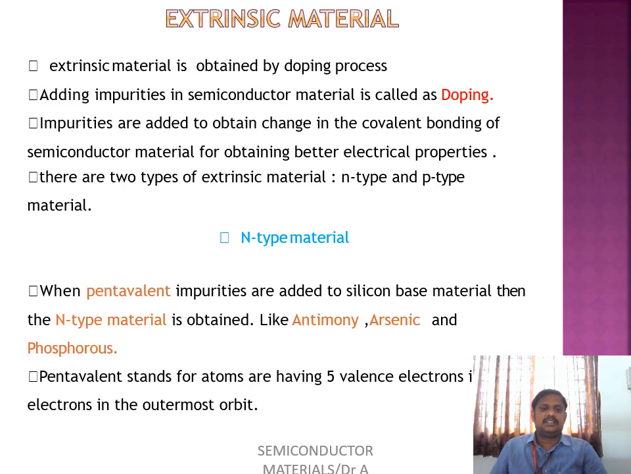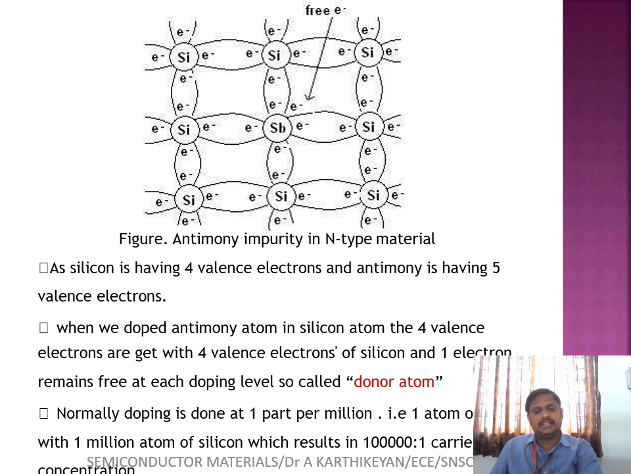Extrinsic semiconductors are made by a doping process, adding impurities to the semiconductor material. The impurities are pentavalent, such as antimony, arsenic and phosphorus, which we use for extrinsic semiconductor material by adding impurities. The n-type material has 5 valence electrons and donor atoms, and electrons move from the valence band to the conduction band, so free electrons move automatically.